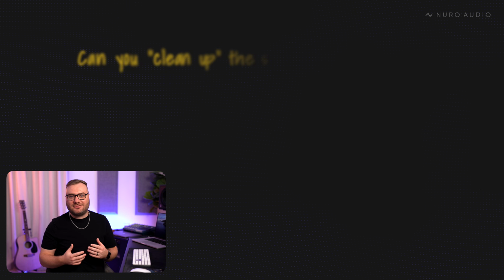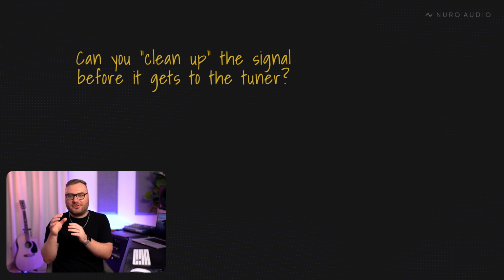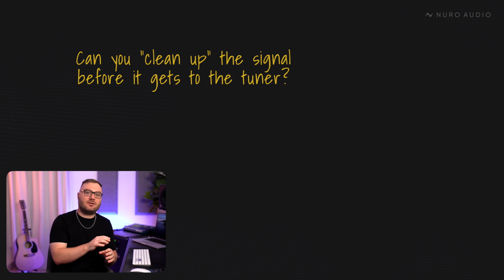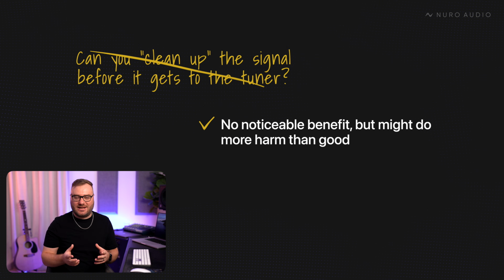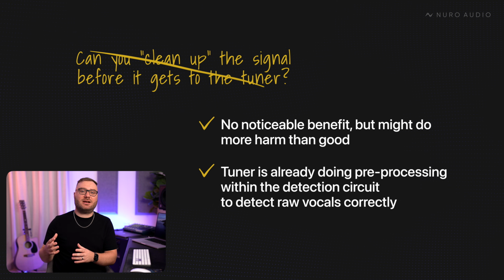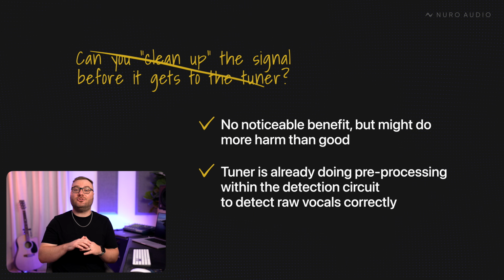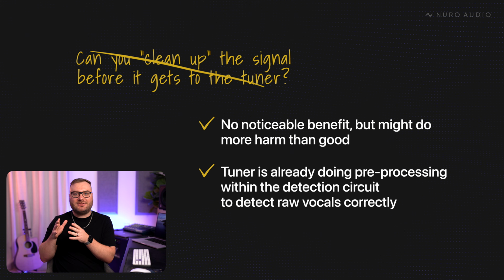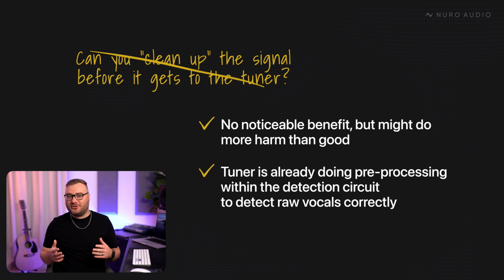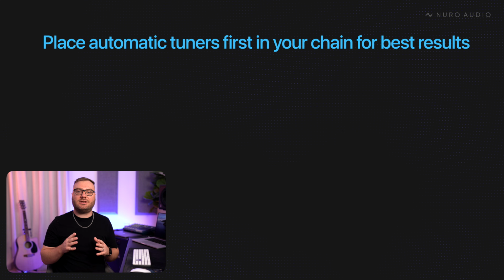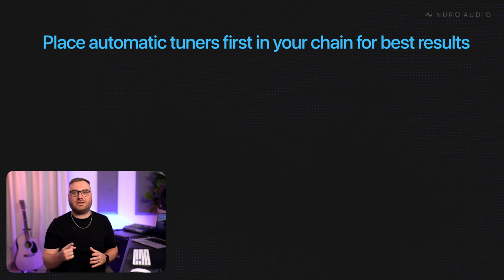Now, there's a common misconception that you might be able to clean up the signal before it gets into the tuner, but this really has no benefit and it might end up doing more harm than good. See, within the detection circuit of an automatic tuner, it's already doing a ton of pre-processing to the signal. And it's doing all the pre-processing and manipulation that it needs to do to be able to detect the note from a raw vocal. So generally speaking, whatever you're doing before that isn't really going to have an effect and it might actually have a negative impact. So if you're using an automatic tuner, place it first in your chain for best results.